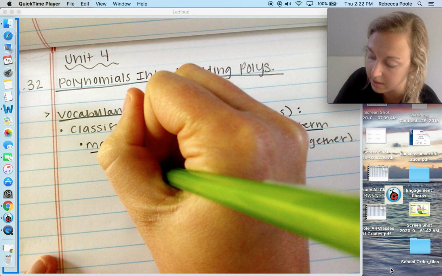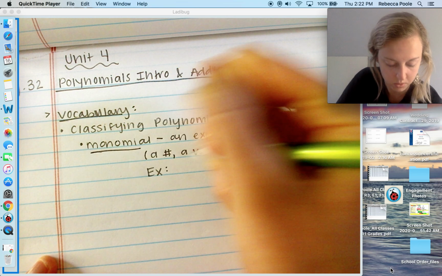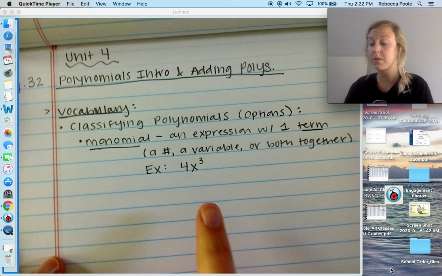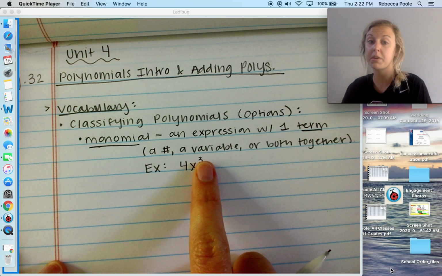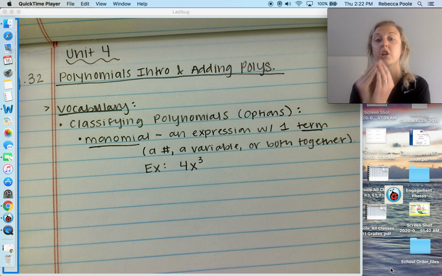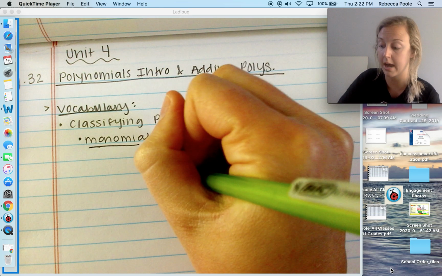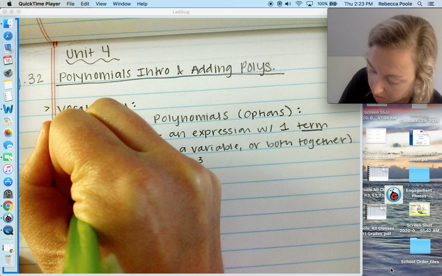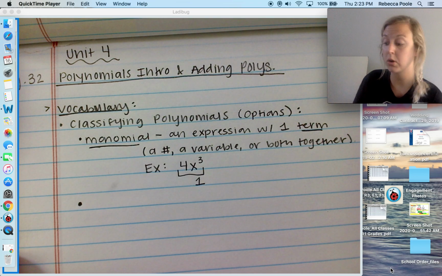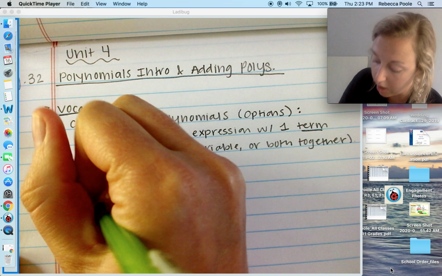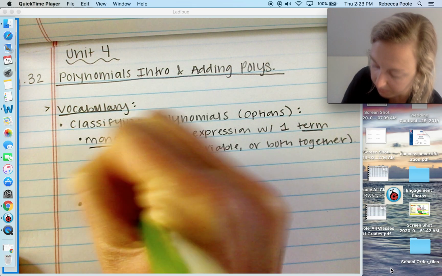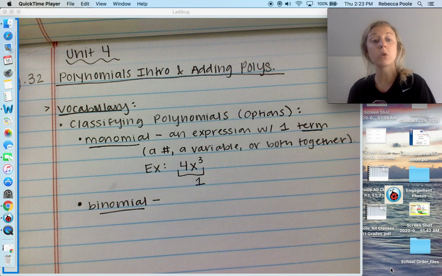So an example of a monomial could be 4x cubed. So there's a number and there's a variable with an exponent, but they're squished together, so it's just one thing total, okay? This is 1. All right? Now, you could have a monomial if there's just one term. You could also have a binomial, okay? And a binomial, the word bi, think about a bicycle, means 2.